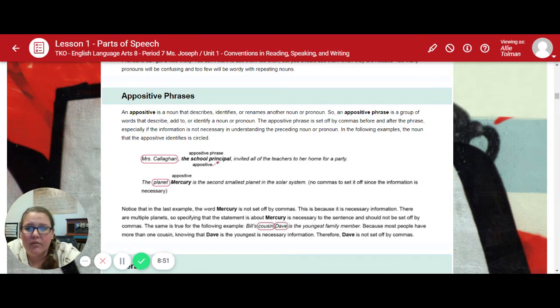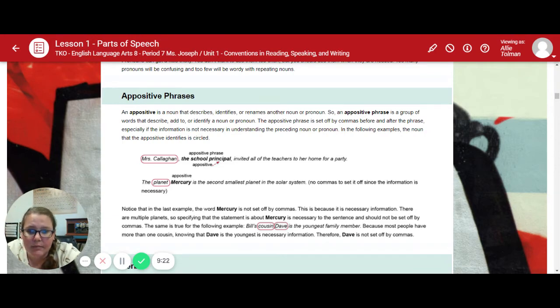Miss Callahan, the school principal, invited all of the teachers to her home for a party. So the appositive phrase is the school principal, and it's referring to Miss Callahan. The planet, Mercury, is the second smallest planet in our solar system. No commas to set it off since the information is necessary. That comes later in the lessons. So the appositive phrase, Mercury, referring to the planet.